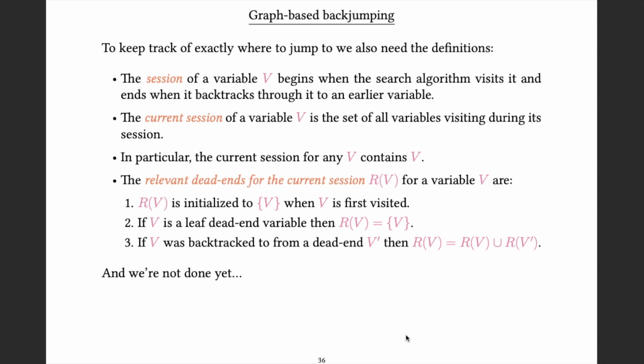But we can accumulate relevant dead ends, because if a variable v is backtracked to from some other dead end, then we accumulate both collections of relevant dead ends together: one collection from the variable we backtracked from, and one collection from the variable we backtracked to.